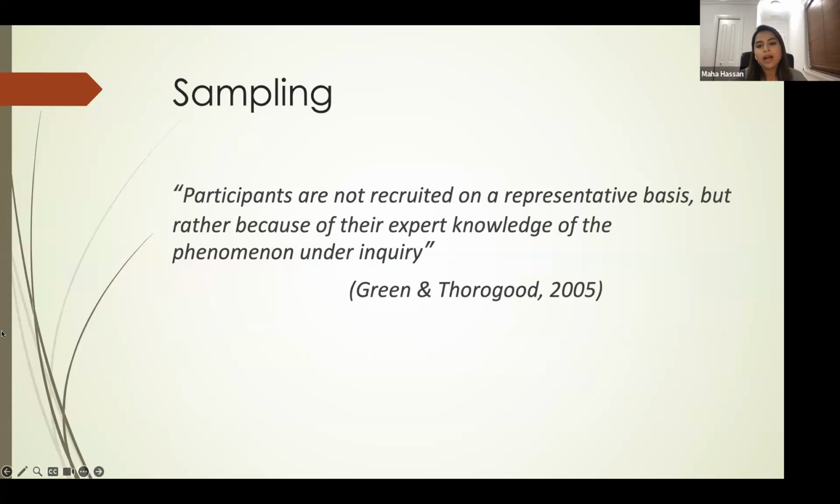Sampling. Now, sample size. So how do we recruit people? This was a good quote where they say that participants are not recruited on a representative basis, but rather because of their expert knowledge of the phenomenon under inquiry. This is extremely important for qualitative research, because here you're not looking for representation as your first screening. The first step would be to get people who have knowledge of or who are related to that subject.